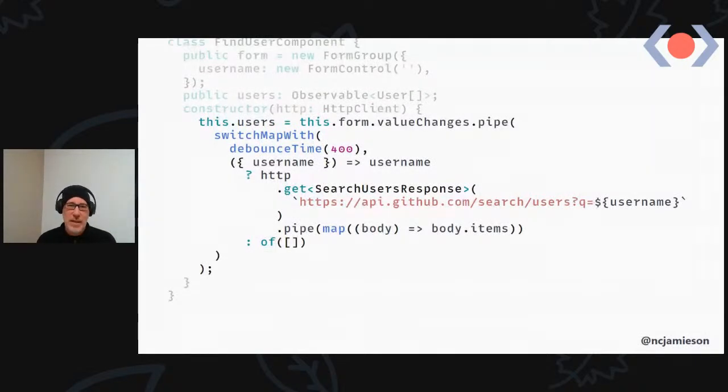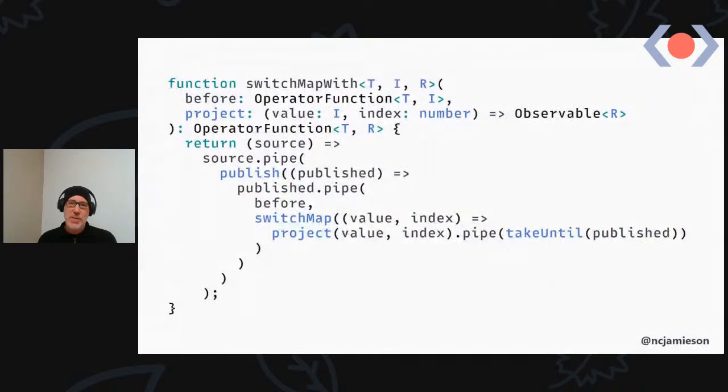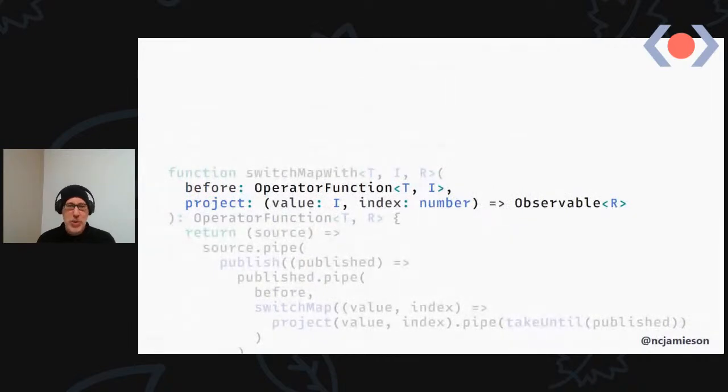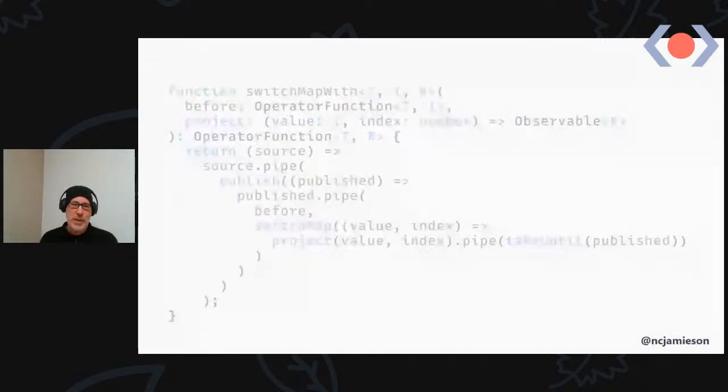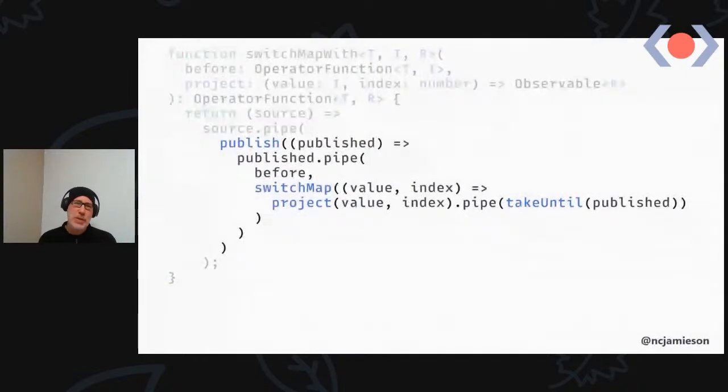So if we have a look at the implementation of switch map with, we'll see how it works and we'll see why you might want to choose this pluggable approach. So switch map with takes a project function the same way that switch map takes a project, but it also takes the operator. So it takes a before operator, and that before operator is fitted into an internal pipeline. So internally, we use three RxJS operators to build this. So we call publish on source to give us a shared version of the source.